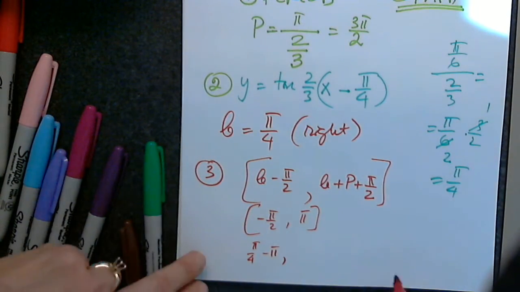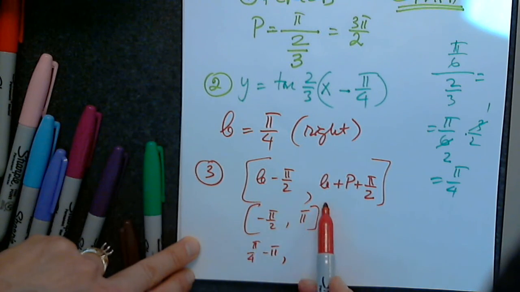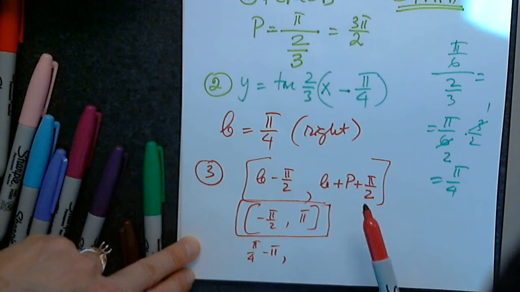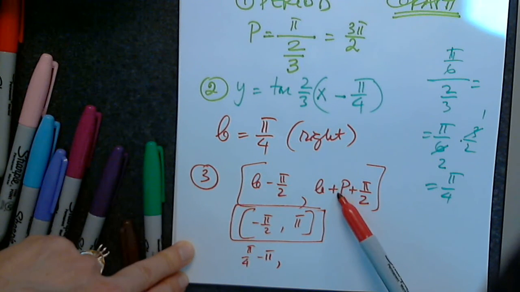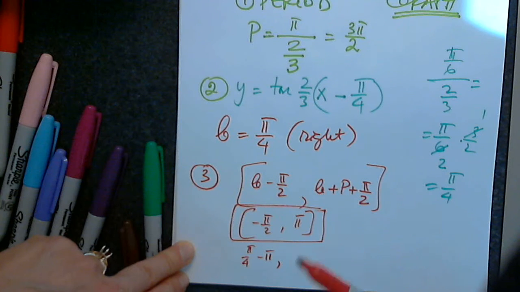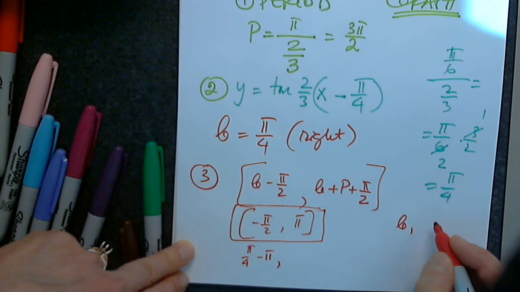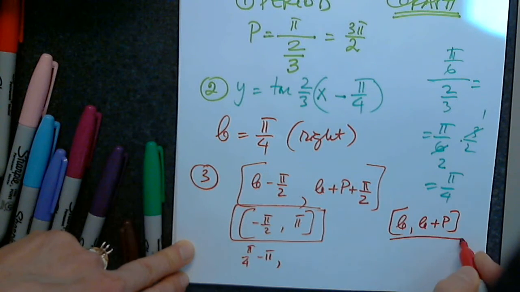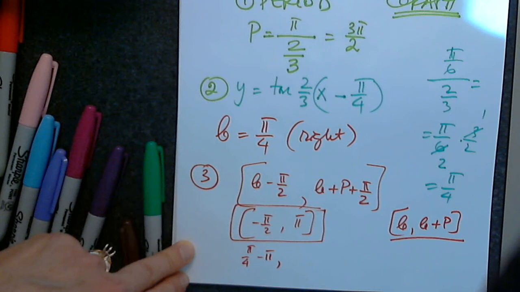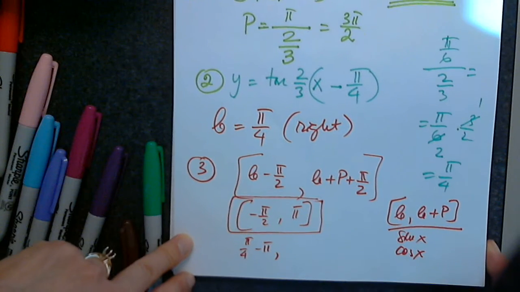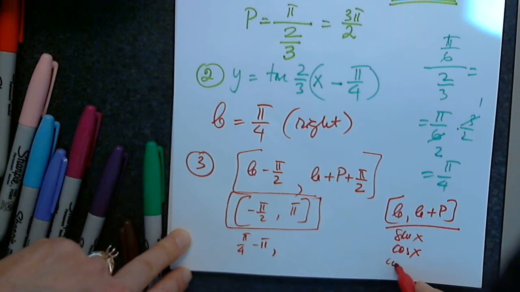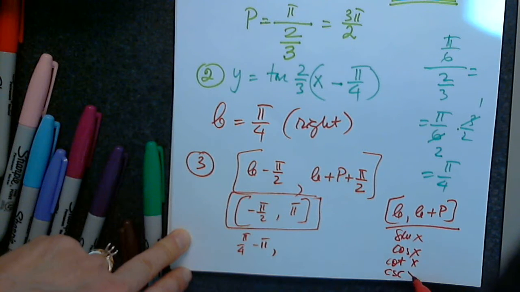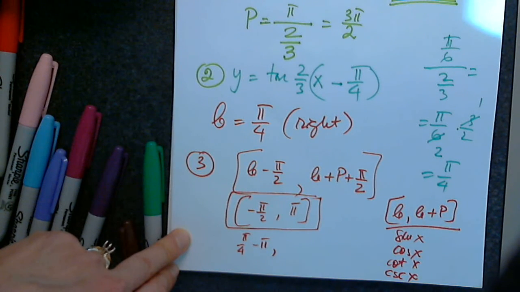I'm trying to figure out how to give you a recipe for this. That's what I'm trying to figure out. Because it doesn't work in the same way it does with sine and cosine. That's the problem. For sine and cosine it is b, and b plus the period, and you're done. No matter what. This will always be so for sine and cosine, and also for cotangent and for cosecant. Tangent and secant have this issue.